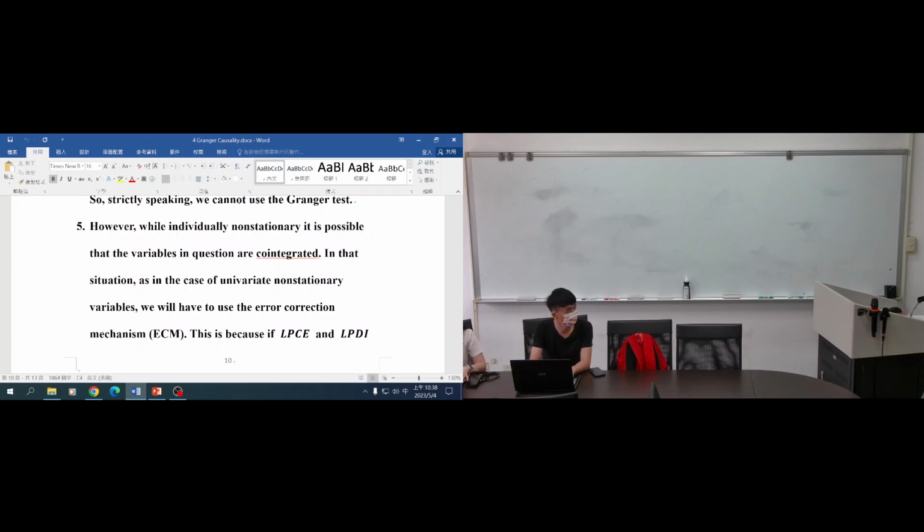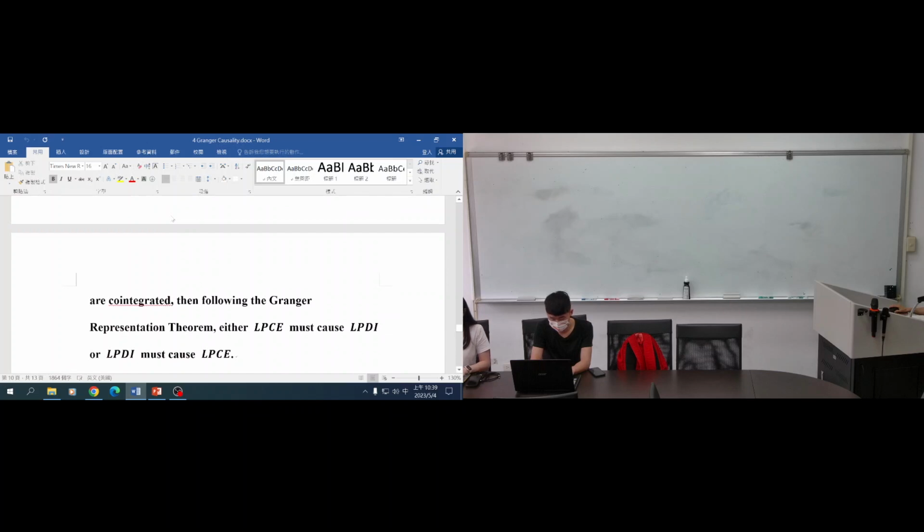By the way, the most common application of Granger causality is forecasting. Before you do the forecasting, you need to know whether some variables really are events that happen before the one you want to forecast. So the Granger causality test is important for forecasting.